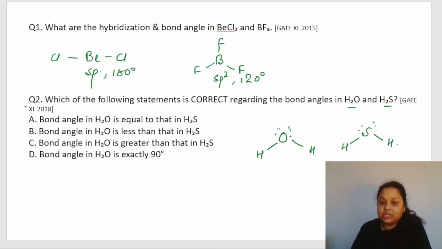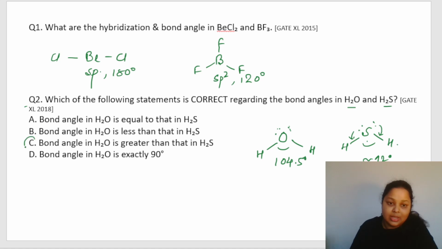But now for oxygen, oxygen is more electronegative. So it will pull all the electrons towards itself more powerfully and the structure will be more compact. But for sulfur, the lone pairs are more diffuse because sulfur is larger, right? So it will push the hydrogens away from it more. So this bond angle is 104.5 degrees and this is around 92 degrees. So between these four statements, the bond angle in water is greater than that in H2S will be the correct answer.